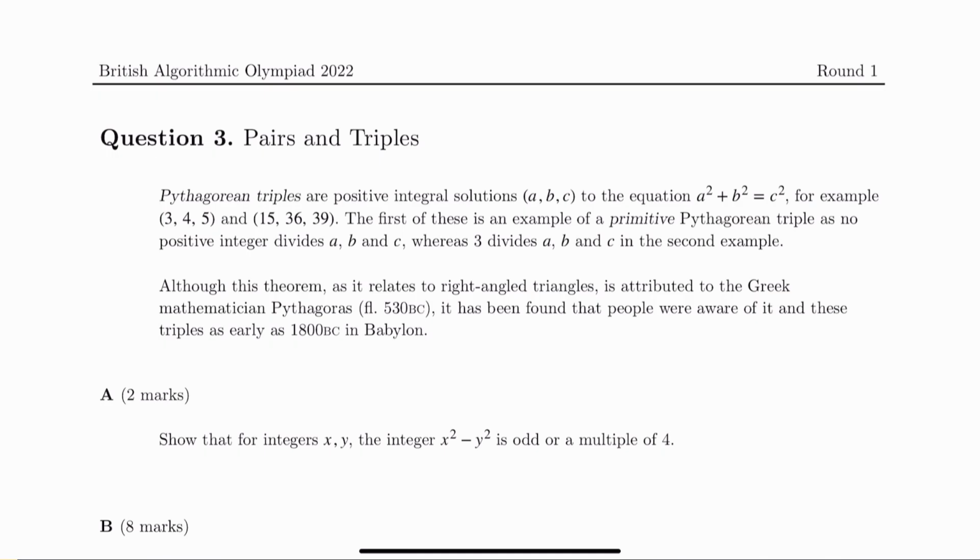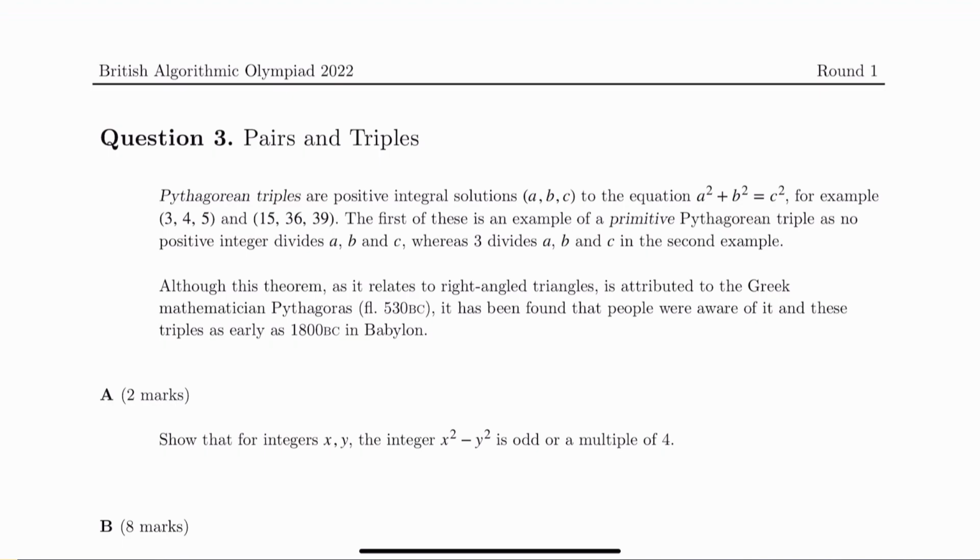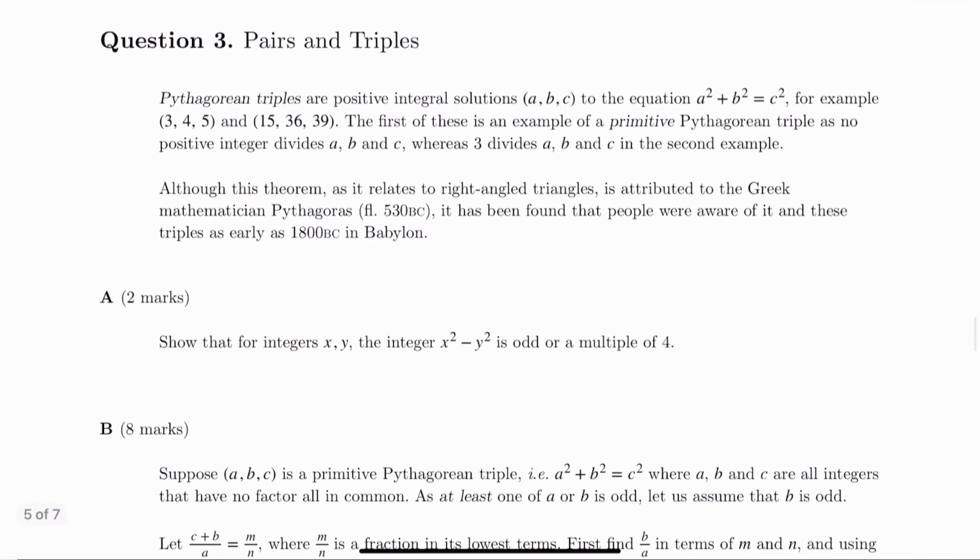Okay, so then although this theorem, as it relates to right-angled triangles, is attributed to the Greek mathematician Pythagoras, blah, blah, blah. Okay, so this paragraph is basically just some historical waffle to try and confuse you. So let's actually jump into part A for 2 marks.